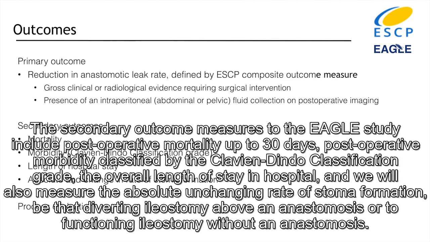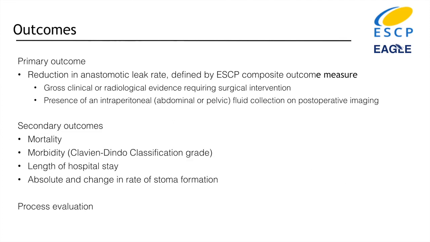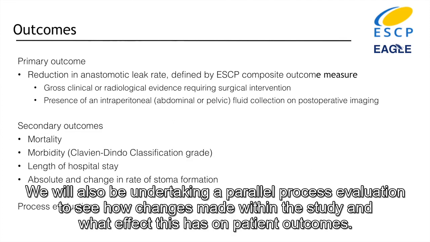The secondary outcome measures for the EAGLE study include postoperative mortality up to 30 days, postoperative morbidity, classified by the Clavien-Dindo complication grade, the overall length of stay in hospital, and we will also measure the absolute rate and change in rate of stomal formation, be that diverting ileostomy above an anastomosis or defunctioning ileostomy without an anastomosis. We will also be undertaking a parallel process evaluation to see how change is made within the study and what effect this has on patient outcomes.